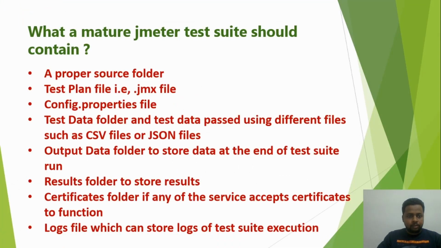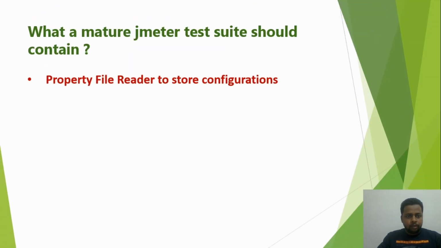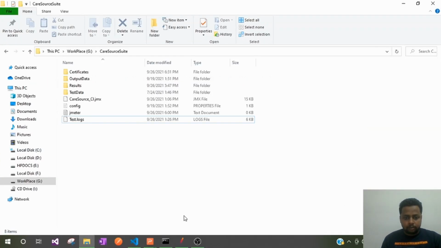Okay, so what is next? The next thing is we need to have a property file reader to store configurations. So this is inside the .jmx file. So let me open a .jmx file and show you guys what a .jmx file should contain.